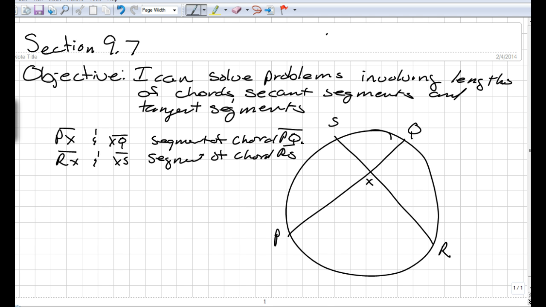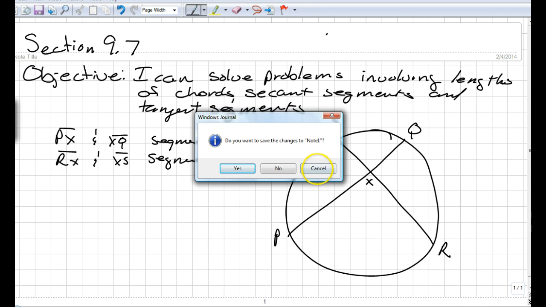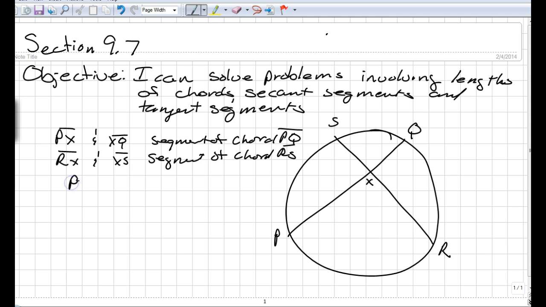So the following theorem says that the product of the segments of one chord equals the product of the segments of the other chord. In other words, length of PX times length of XQ has to equal length of RX times length of XS. And the theorem actually says this.